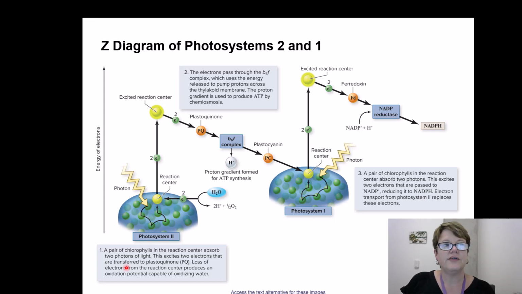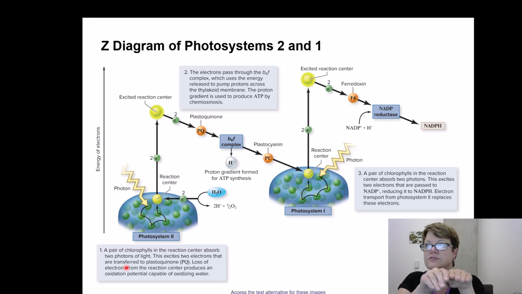And so I'm going to try to explain it. This is really happening along the membrane. So think of the thylakoid membrane here, and you have this group of pigments here and a reaction center right in the middle. And that reaction center has two electrons that get excited by the photon.